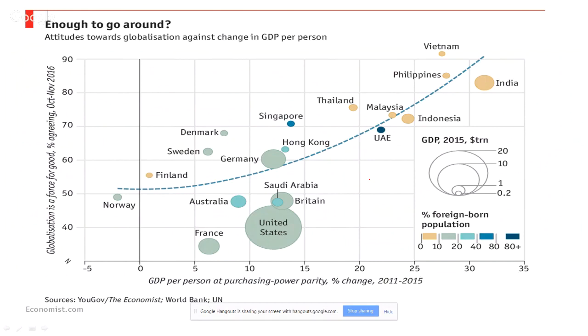Very interesting chart. On the right hand side axis is GDP per capita, per person at purchasing power parity, percentage change over a 4-year cycle. And how much has lifestyle improved at an average level? GDP purchasing power parity per capita is how much more each person is earning after adjusting for inflation in this GDP, in this country.